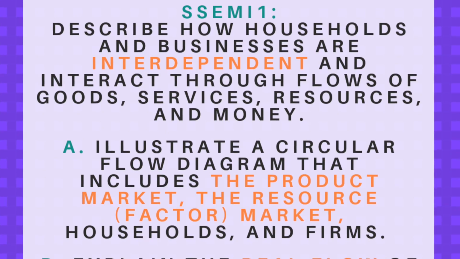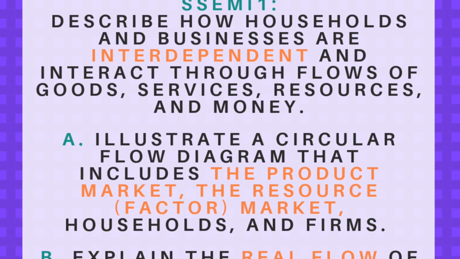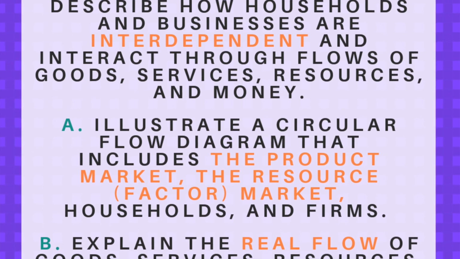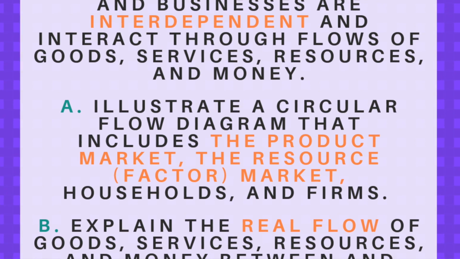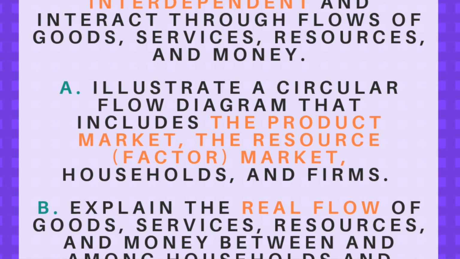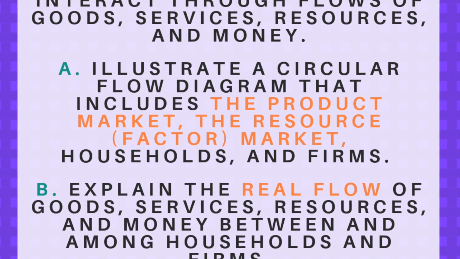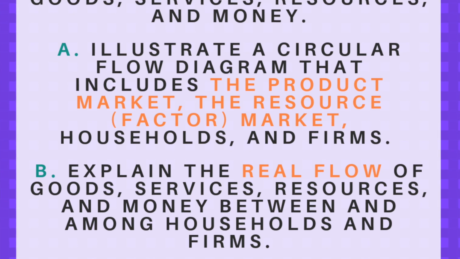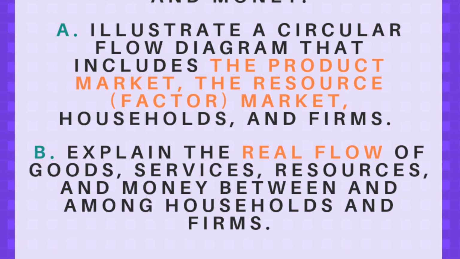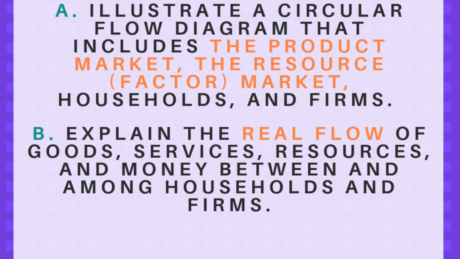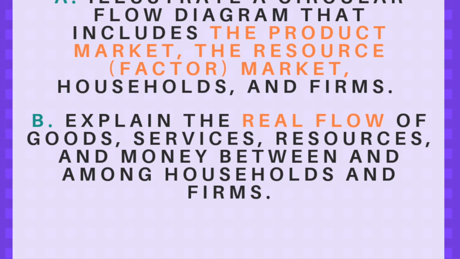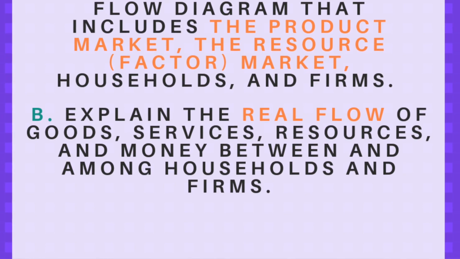Let's take a look at A and B. A tells you that you need to be able to illustrate a circular flow diagram that includes the product market, the resource or factor market, households and firms. Then we go on down to B, which tells you to explain the real flow of goods, services, resources, and money between and among households and firms.